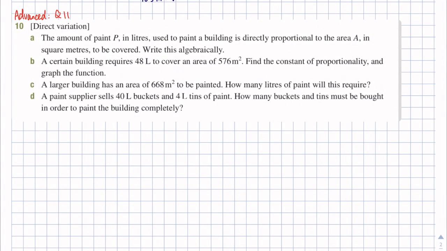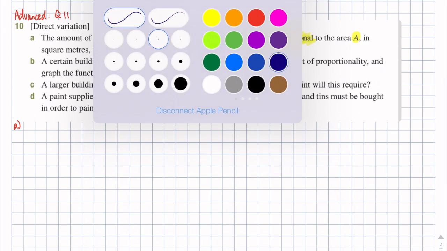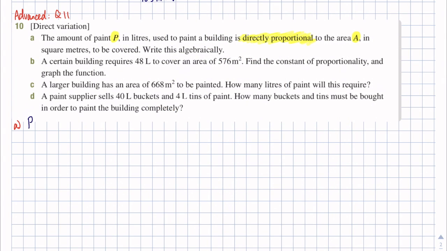Now we're having a look at question 10, or question 11 if you've got the advanced textbook. Hang on. So, question A is actually really simple. The amount of paint used to paint a building is directly proportional to the area. I don't care that it's paint. I don't care that it's area. All I care about is those two things and the words directly proportional. As soon as I see that, I write down first one equals K times the second one. If you got them the wrong way around, it wouldn't even matter. Your K would just be the reciprocal of the other one.